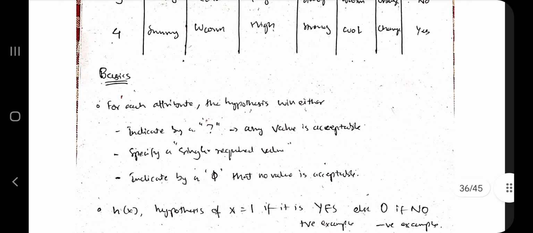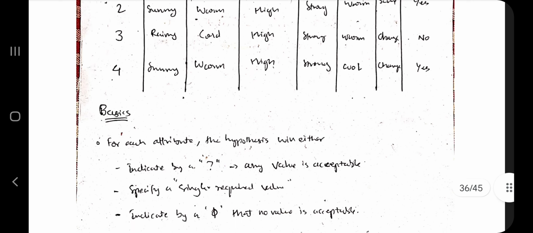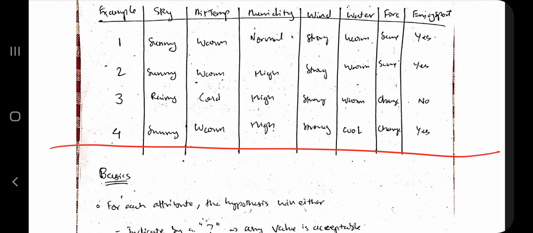Okay, then what is a single required value? Single required value means sunny. Just consider this example: sunny, sunny and sunny. For rainy it is no, for sunny it is yes. So my single valued attribute will be sunny. That's my hypothesis. Okay, that's all.